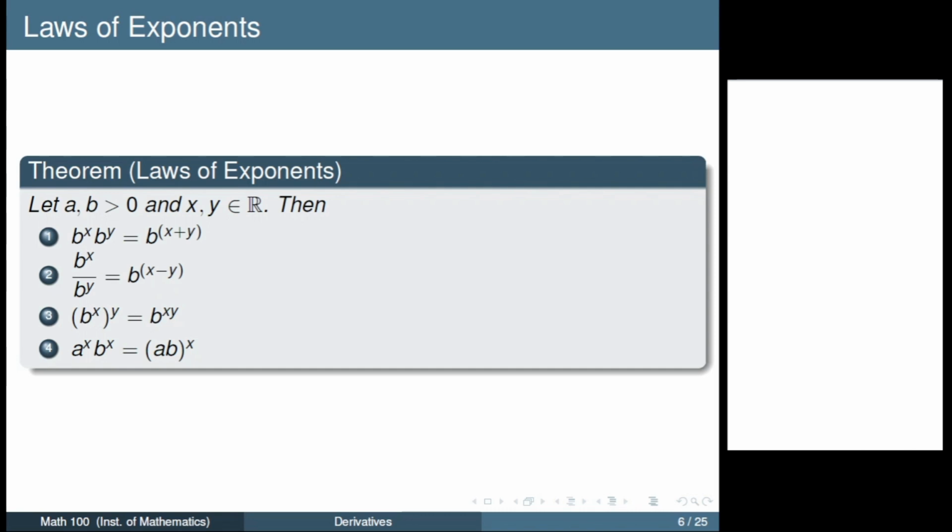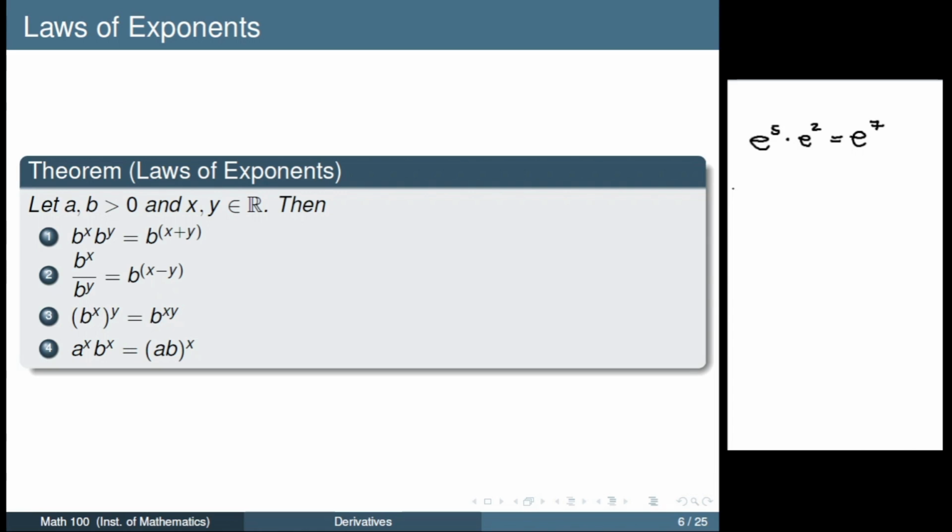So as an example, say we have e to the 5 times e squared. So this is equal to e to the, add the exponents, which is 7. Okay? For the second one naman, it's the same as number 1, but here we have a quotient.